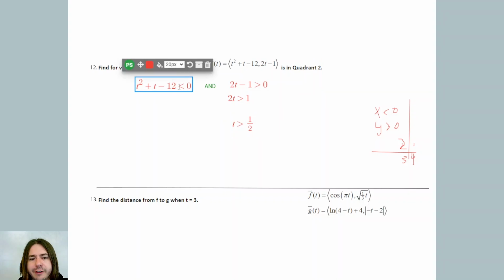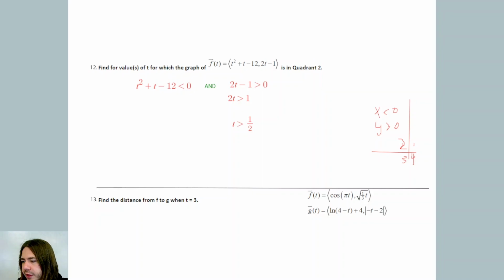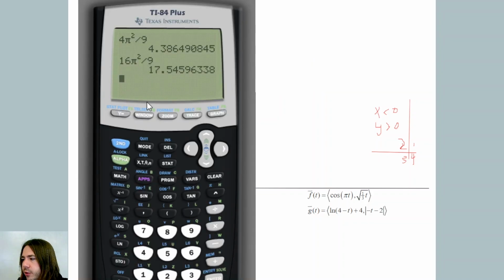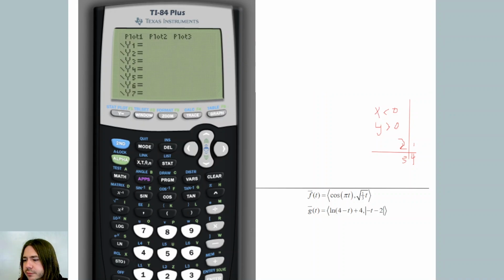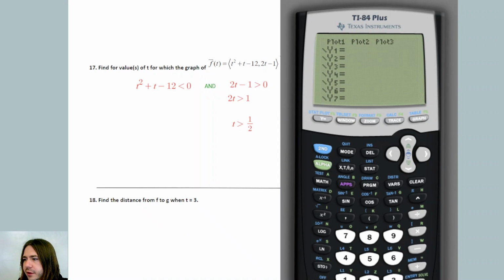Over here, for anything that's not linear, I would just say throw it in the calculator and then look at the graph and find, like in this case, when is it less than 0? Or for what t values is the graph below the x-axis? So let's turn on the calculator. I'm going to go to y equals and type in my equation here. T squared, so really just x squared plus t minus 12. And I'm looking at the graph trying to figure out when it is going to be negative, or below the x-axis.